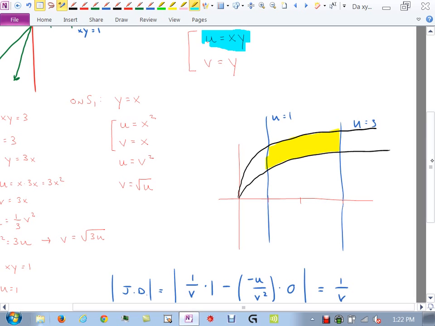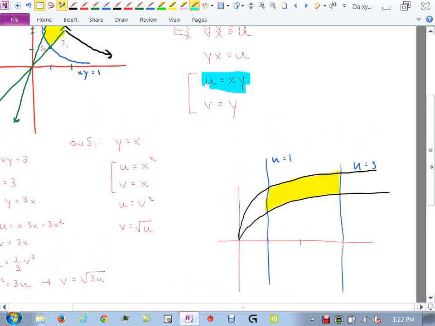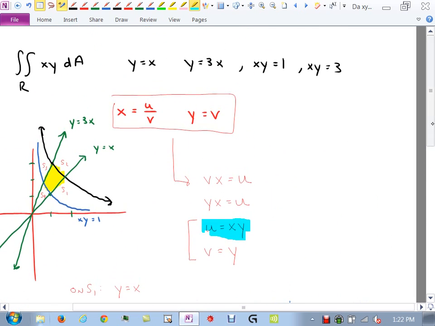If we weren't given what restrictions? This one is not so clear. Yeah, this one is not so clear where the restriction is. The question is, how would we know to make u equal xy and v equal y from this right here? Yes.